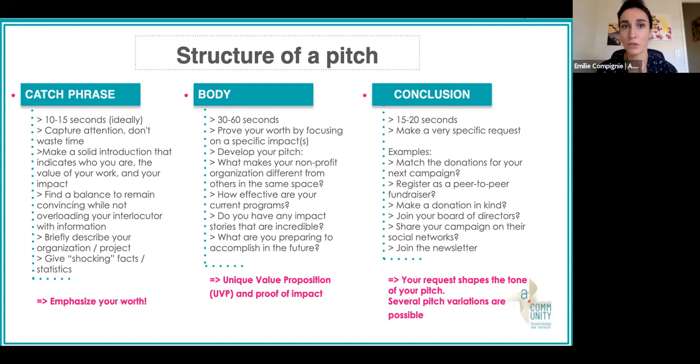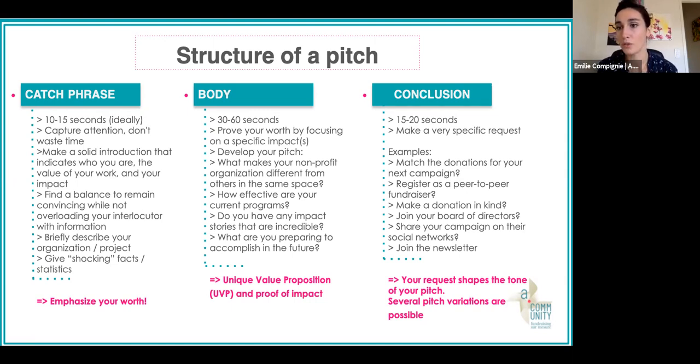It's something that you need to work on again and again, and to practice, test it with your friends, with your family, neighbor, to make sure that it has an impact and that it's convincing. So we wanted to take a little bit of time on this, actually, and propose you to prepare either a catchphrase, either a body, or a conclusion.